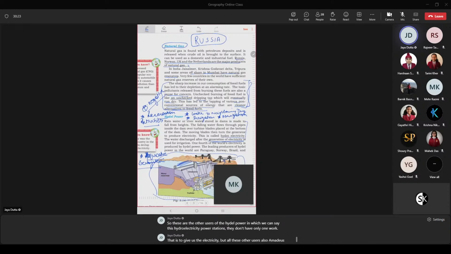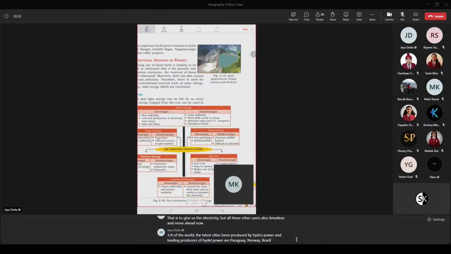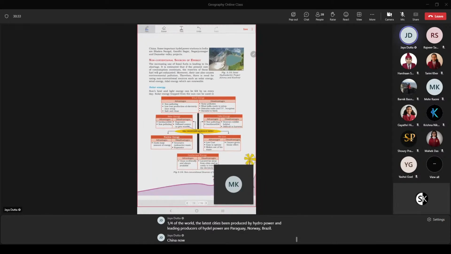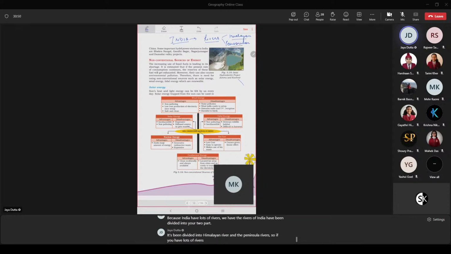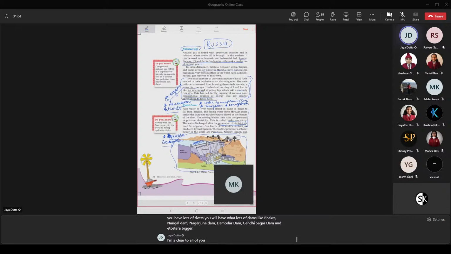Yes, ma'am. One quarter of the world's electricity is produced by hydel power, and leading producers of hydel power are Paraguay, Norway, Brazil, China. In India, we have an important position. Why? Because India has lots of rivers. The rivers of India are divided into two parts: Himalayan rivers and peninsular rivers. If you have lots of rivers, you will have lots of dams, like Bhakra Nangal Dam, Nagarjuna Dam, Damodar Dam, Gandhi Sagar Dam, etc. Am I clear to all of you? Yes, ma'am. Any problems?